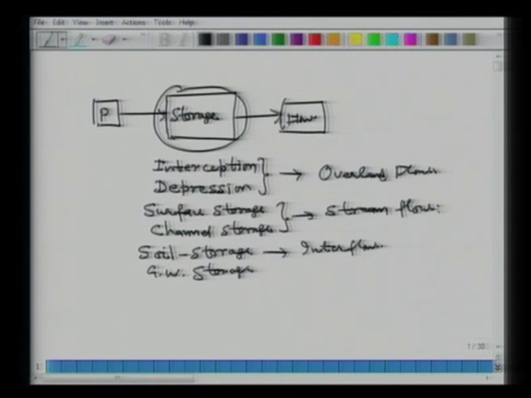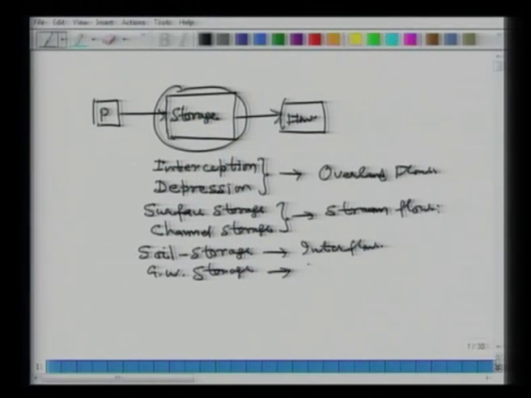From the soil moisture storage, what may happen is the water may get deep into the groundwater through deep percolation, and how does it come out into the surface? In the form of base flow. Okay. So, we see that there are different types of storages in the catchment.